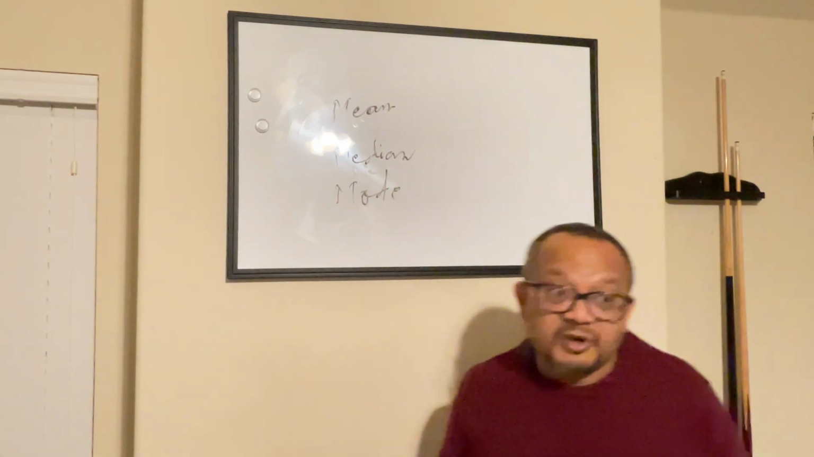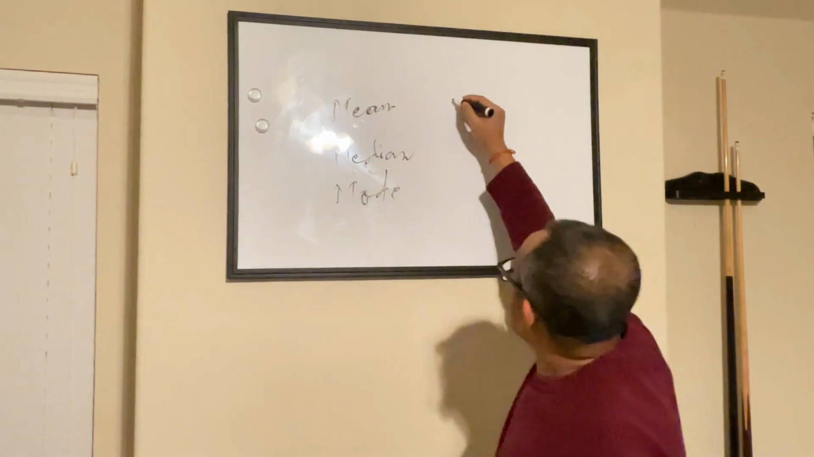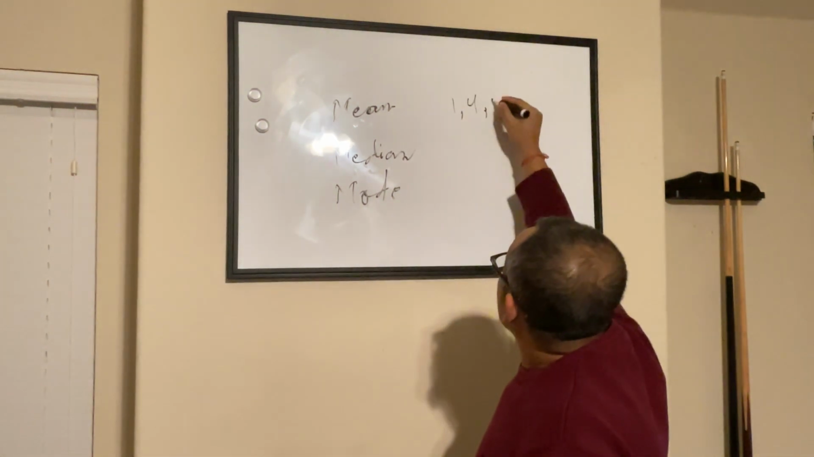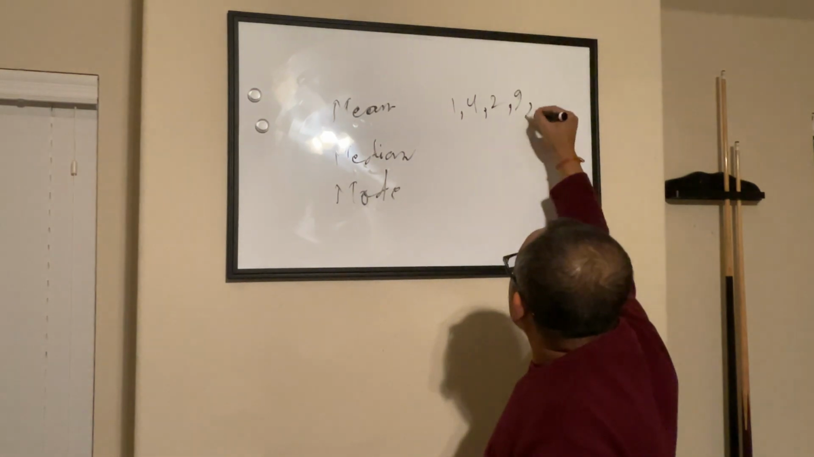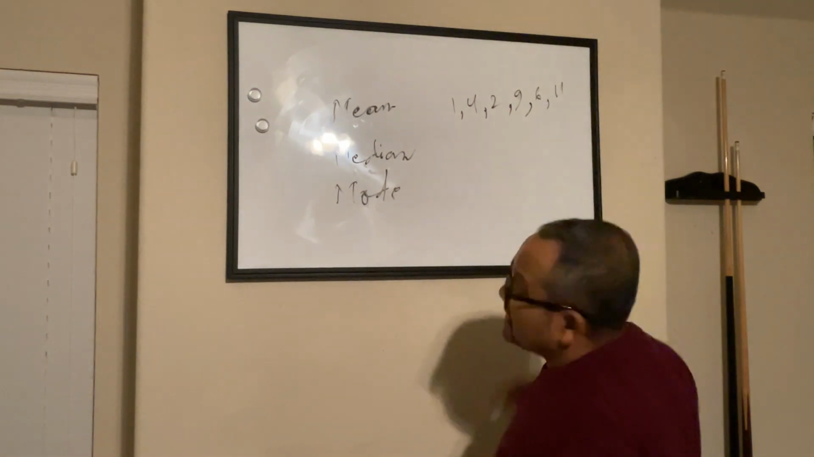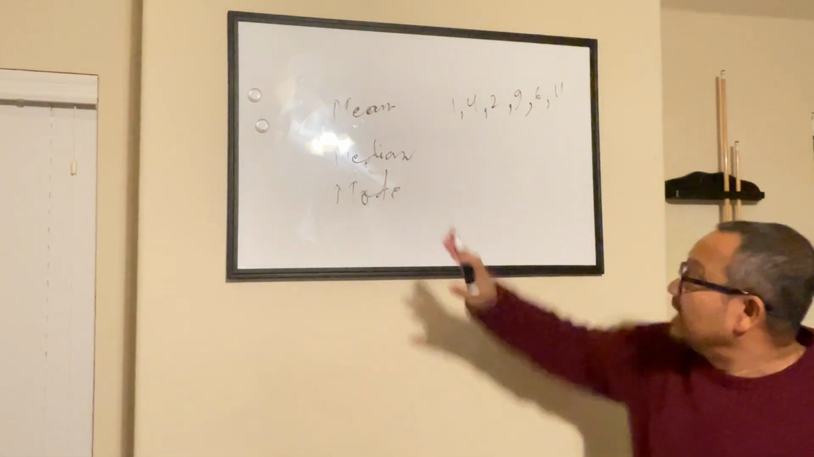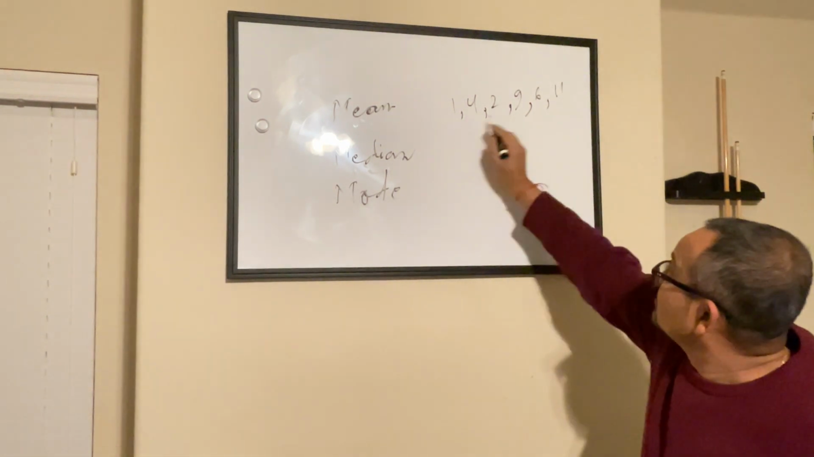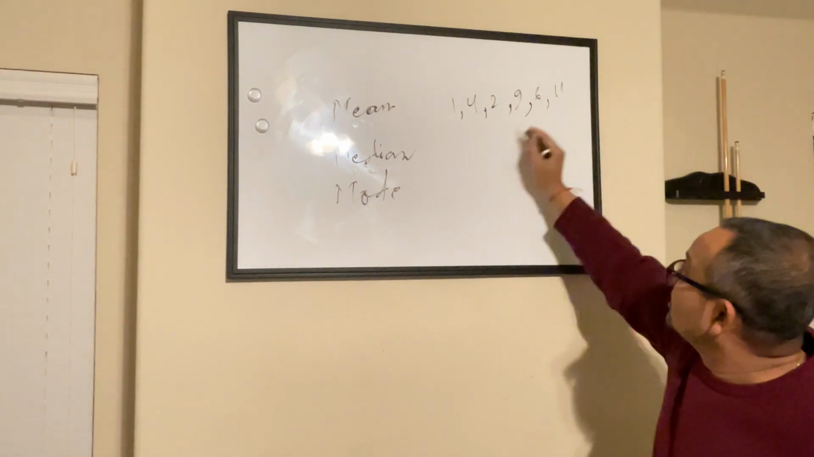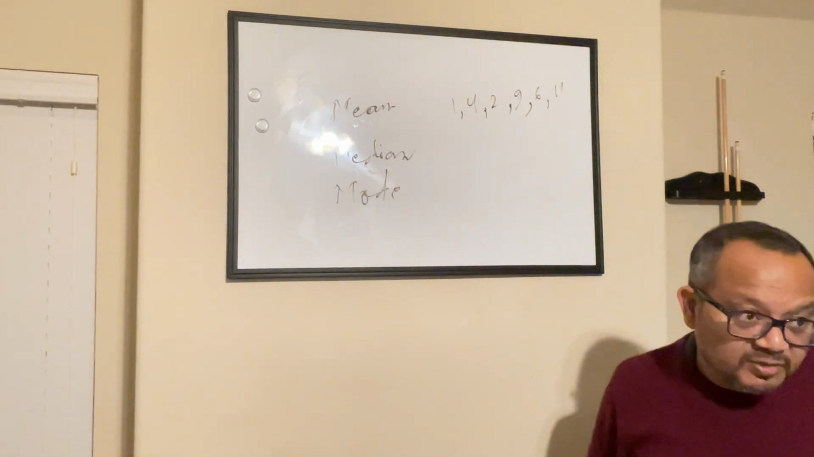Median is the middle number. How do you derive it? Let's say you have 1, 4, 2, 9, 6, 11. Okay? You have these numbers. You have to find out the mean. Very simple. Add them together, divide by the number of numbers, right? So I'll add all this together, divide by 6. That'll be your mean. Simple.